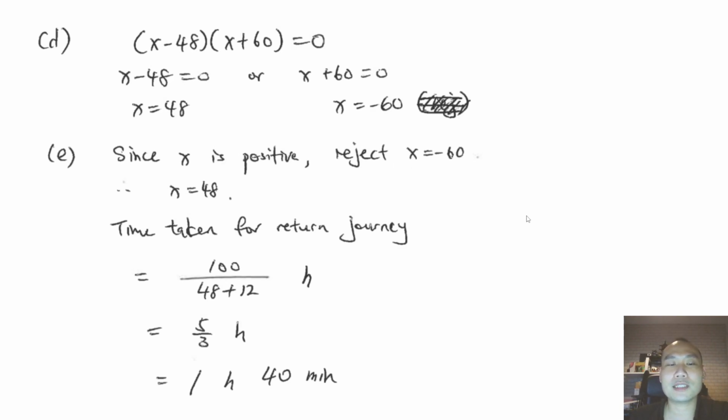Finally, they want us to find the time taken for the return journey. So to begin our calculation, we are going to take x equals 48 because we are dealing with speed here, right? It shouldn't be a negative speed. So x is 48. Substitute it into the original expression. So 100 over 48 plus 12. That gives us 5 over 3 hours, which works out to 1 hour and 40 minutes.